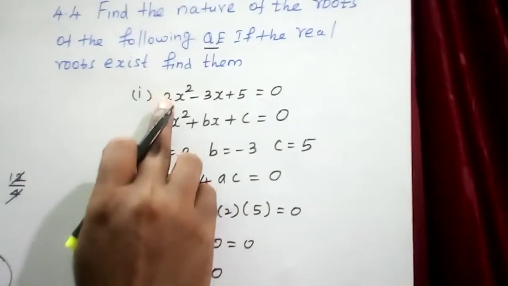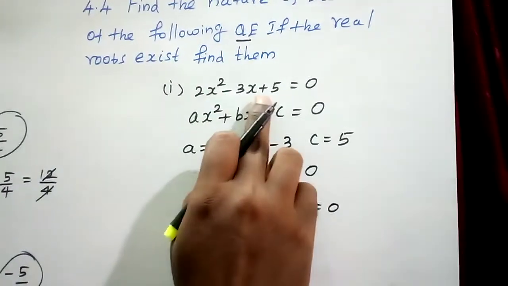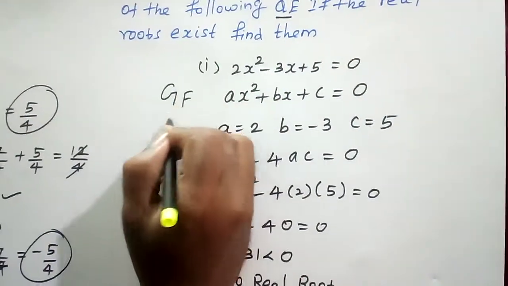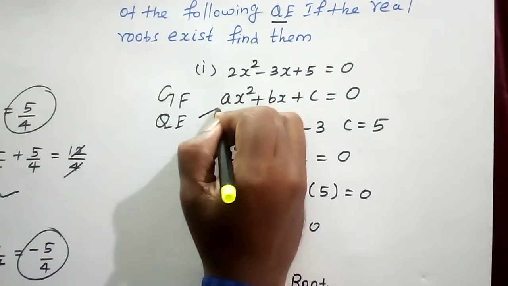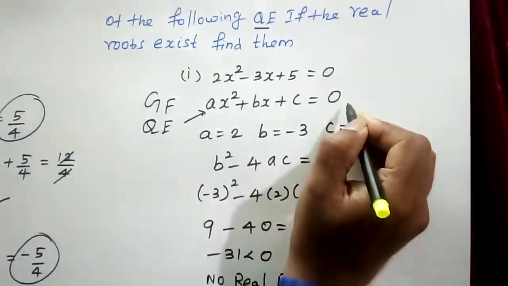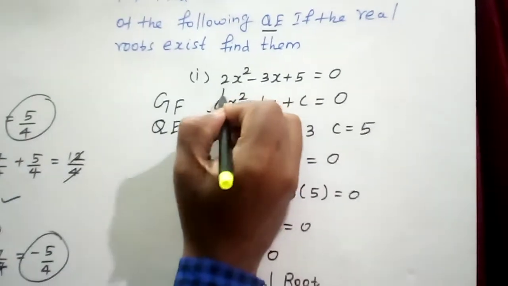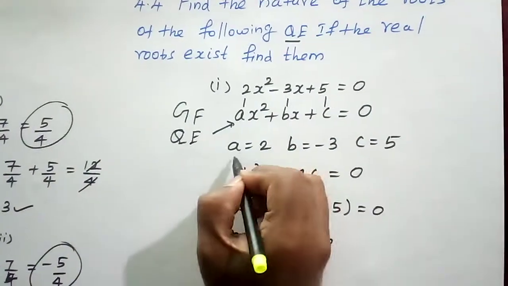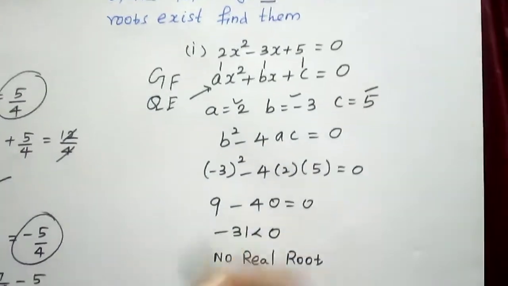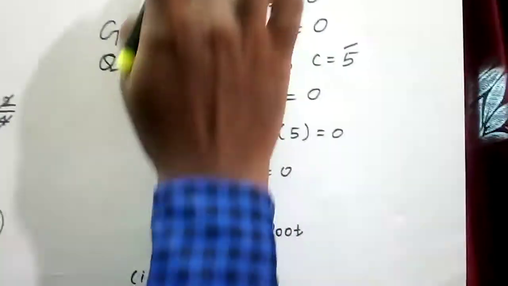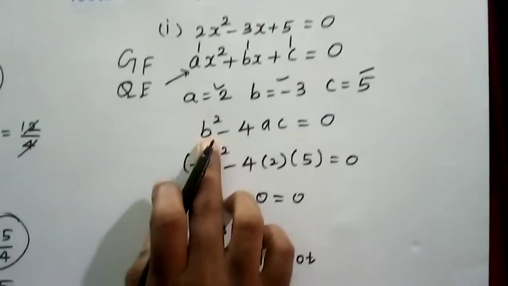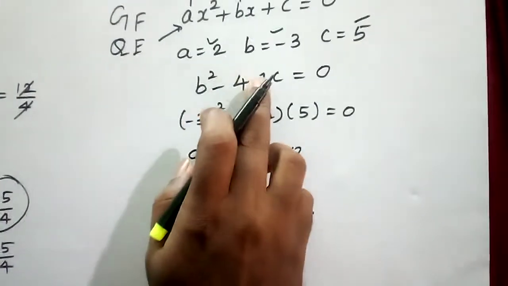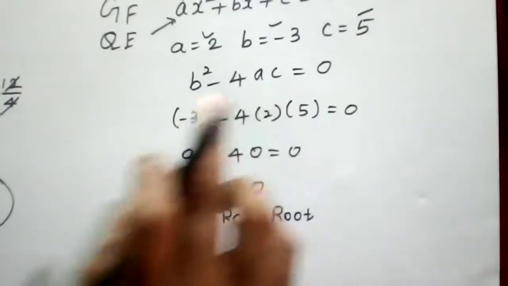I take the example 2x² − 3x + 5 = 0. The general form of the quadratic equation is ax² + bx + c = 0. Here a is 2, b is −3 and c is +5. We write down the three constants a, b, c. Then we use the formula for the nature of the roots, b² − 4ac. The b value is −3, a is 2 and c is 5, and we substitute.